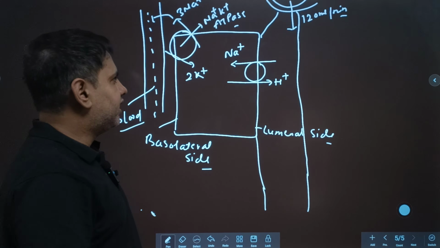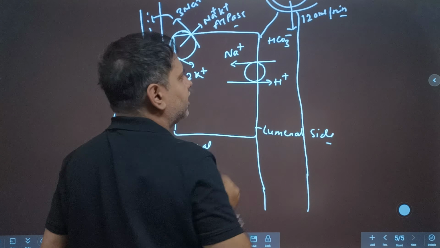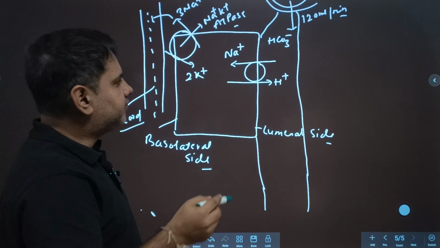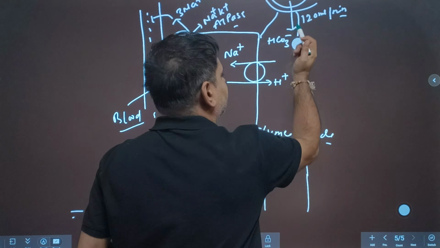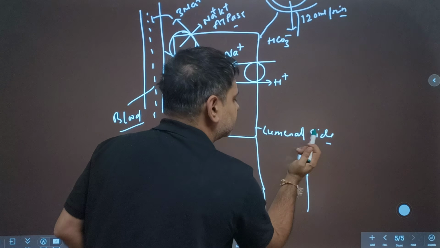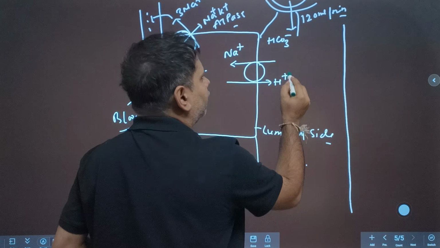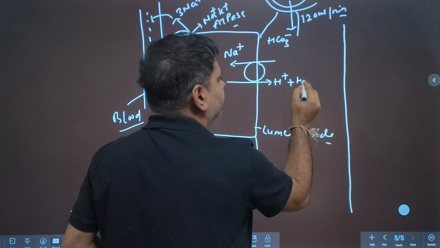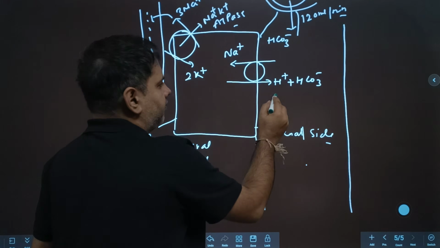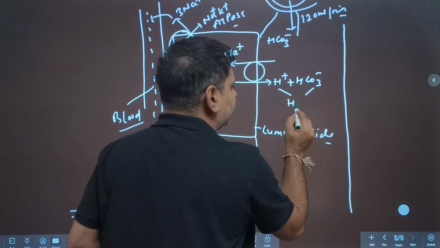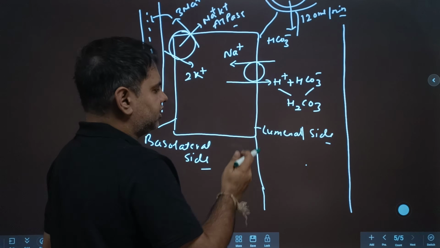Got it. So when this is the filtrate, there are bicarbonate ions also, HCO3, right. These bicarbonate ions combine with the H positive ions. I can make this one a little bit bigger for your understanding. So this H positive ion combines with bicarbonate. I am talking about the normal process, right. It will form H2CO3, carbonic acid.